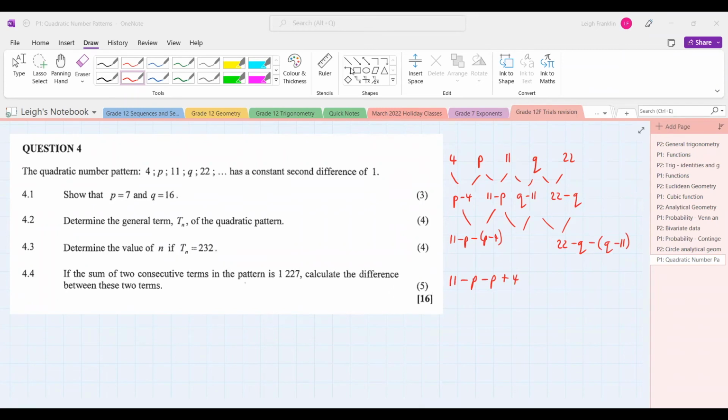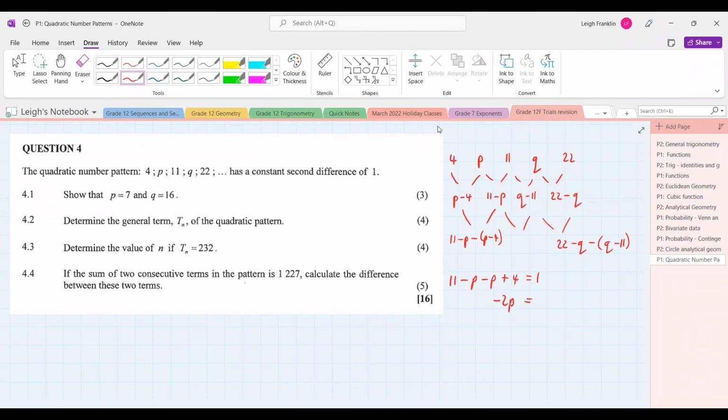Go back and look at the question again. Yes, we want to work with like terms. You're quite right, Diana. There we go. Ibrahim, this has to be equal to 1 because there is a constant second difference of 1. Good. Now we're going to take minus 2P on this side.